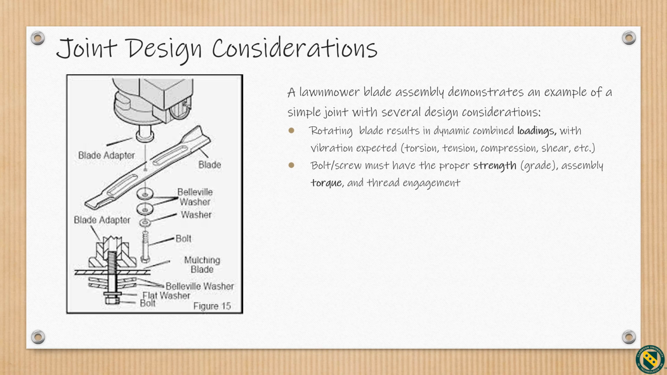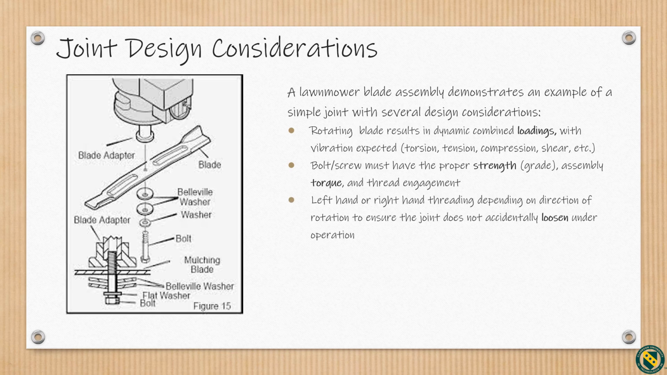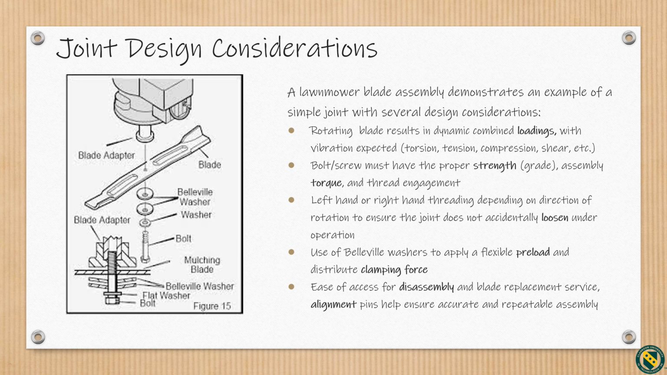Bolts and screws must have the proper strength or grade. They must be torqued appropriately to ensure clamping force and have adequate thread engagement. With spinning machinery, we might consider left-handed or right-handed threads, depending on the direction of rotation of the component, and we want to ensure that it doesn't loosen. We might also use Belleville washers to apply a flexible preload or distribute clamping force. We might also use washers for spacing. And we might consider disassembly and assembly for blade replacement and service. We know that the blade is a wear part. And we might consider alignment pins to ensure accurate and repeatable assembly.